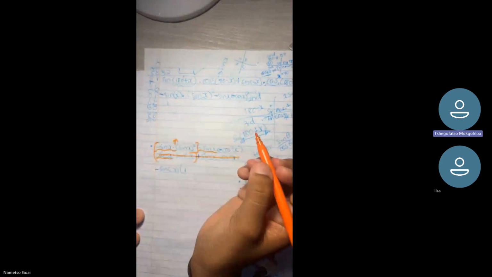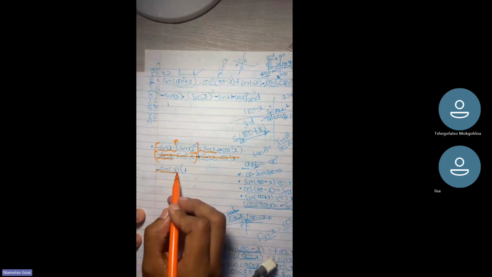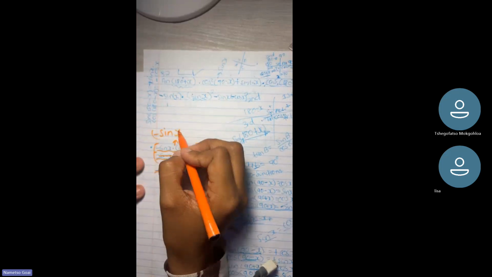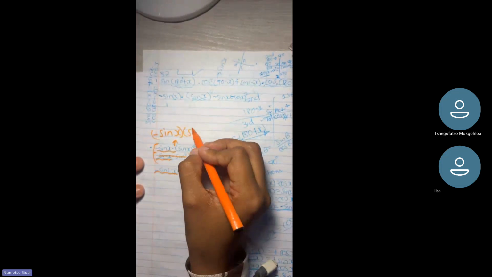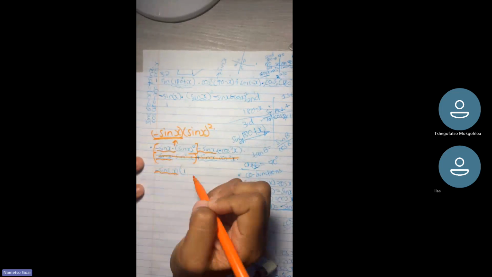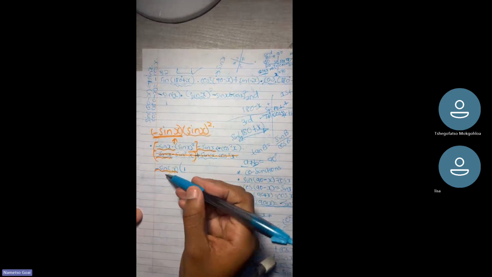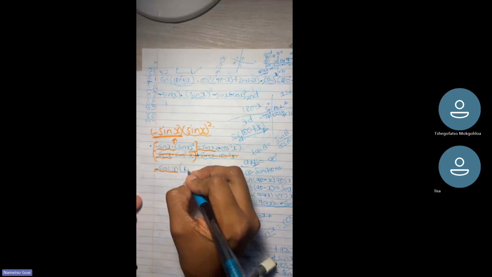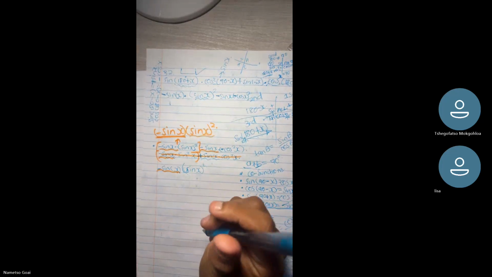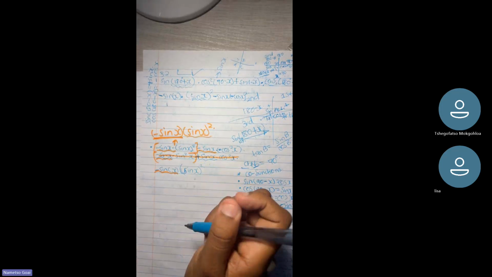Because remember here, what is it? No, we already removed the negative sine x. We have negative sine x, right? And sine x squared. If we remove the negative sine x, we're going to be left with the sine squared x, right? Okay, so in bracket, if you remove the negative sine x, you're left with sine x squared, which is essentially sine squared x, right?